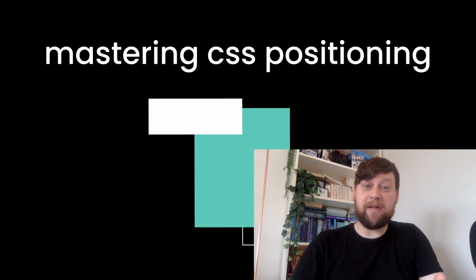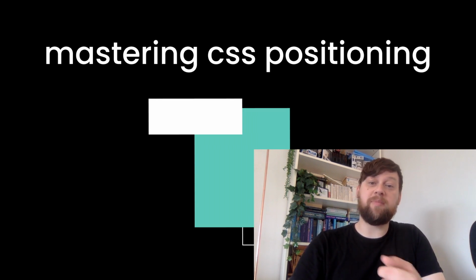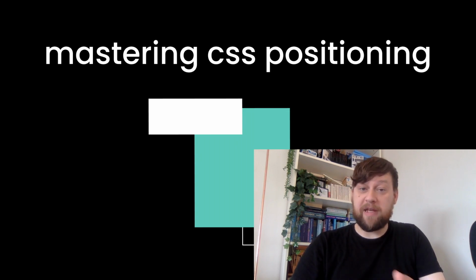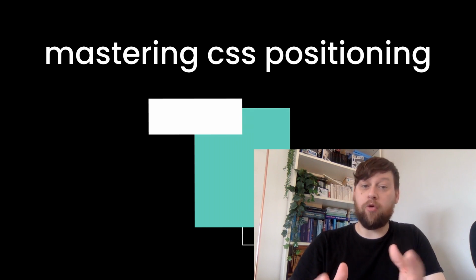It's a simple idea really. The CSS position property allows us to define where element boxes are going to be on the web page relative to their usual starting position or relative to their parent element or other elements.